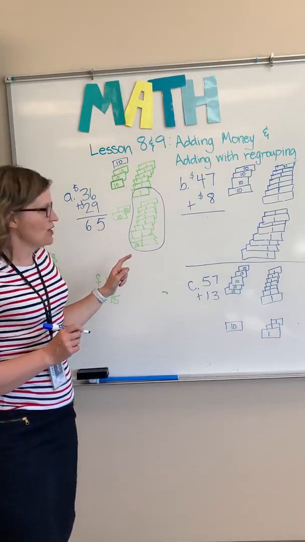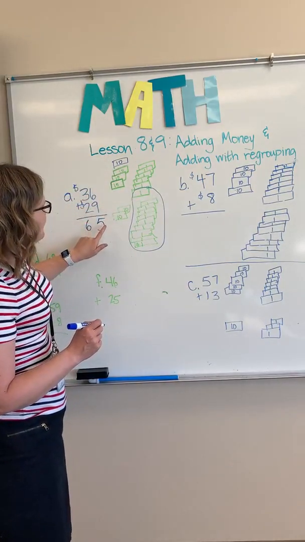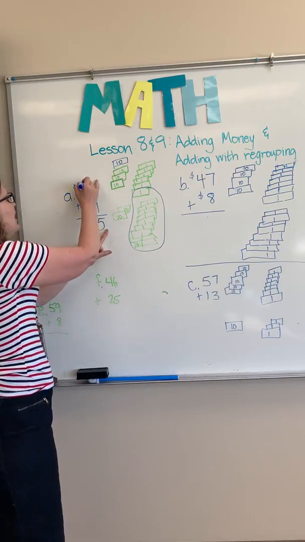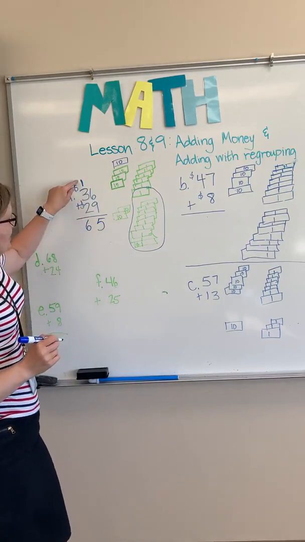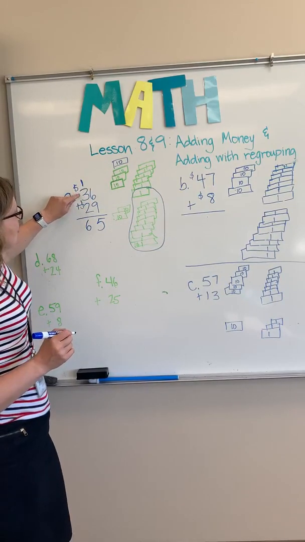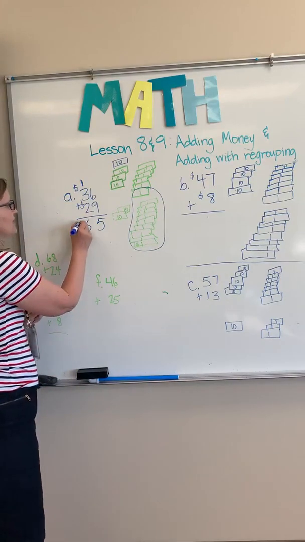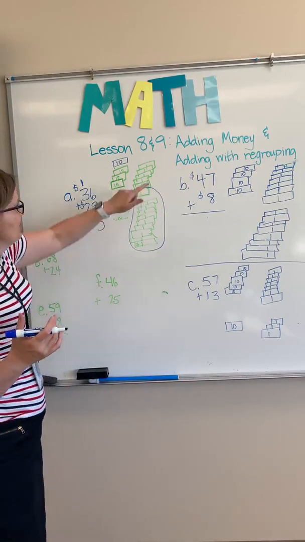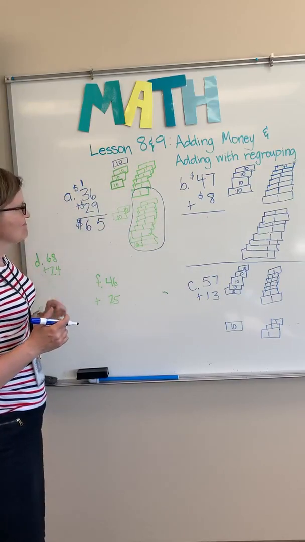Another way that we can show this is we say 6 plus 9 is 15, and we put our 5 under the ones, and we regroup and put that 10 over in the tens column, just like we moved this $10 bill. And then we say 2 plus 3 is 5, plus 1 is 6. And don't forget to put the dollar sign. So those are two different ways to do this kind of problem.